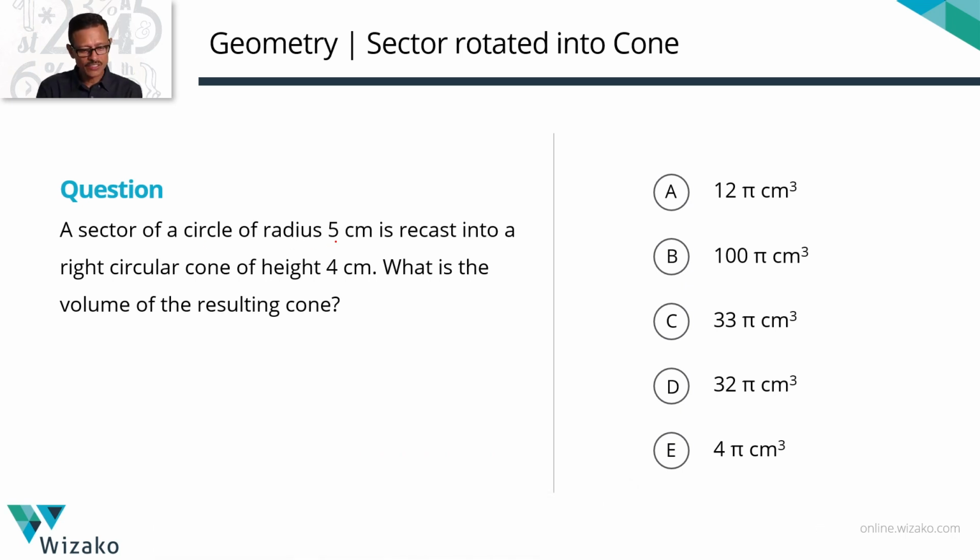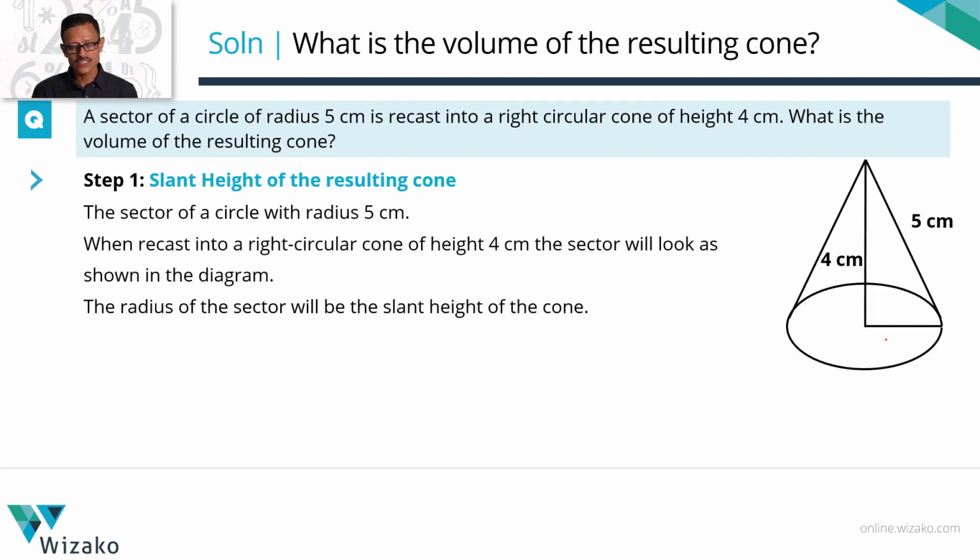A sector of a circle of radius 5 centimeters is recast into a right circular cone of height 4 centimeters. A sector of a circle is basically a part of the circle. The radius is equal to 5 centimeters. When we rotate it and make it into a right circular cone, the radius of the sector will end up becoming the slant height of the cone. This is the key concept that you need to know. If you know this concept, then the question is actually done. So the slant height of the cone is equal to 5 centimeters.